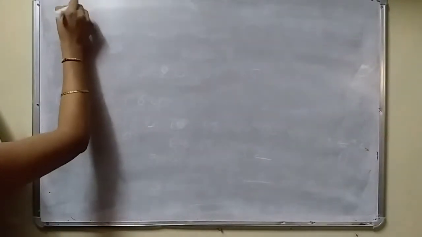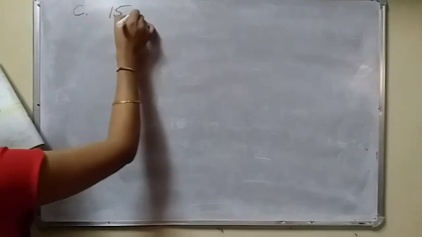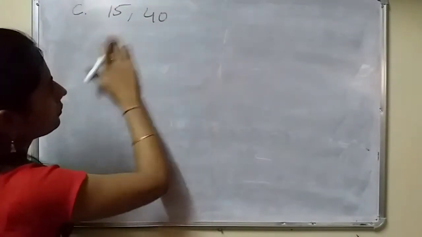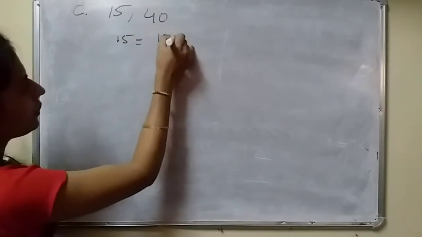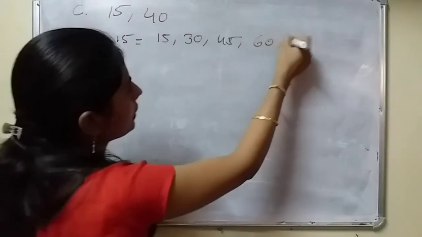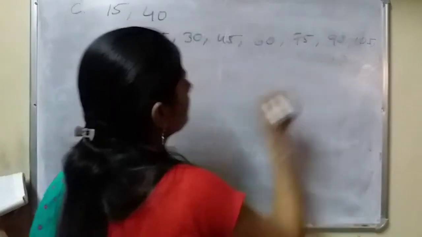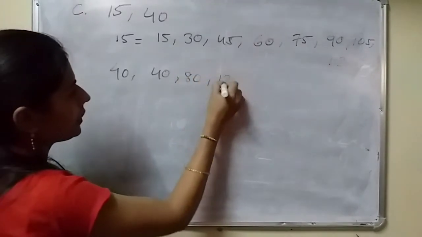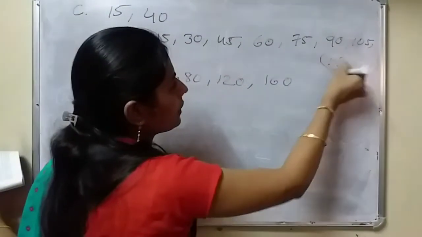See question number 3. 15 and 40. 15 and 40 means multiples of 15 are 15 ones are 15, 30, 45, 60, 75, 90, 105, 120. Now see 40: 80, 120, 160. Now see only one common multiple is there, that is 120.